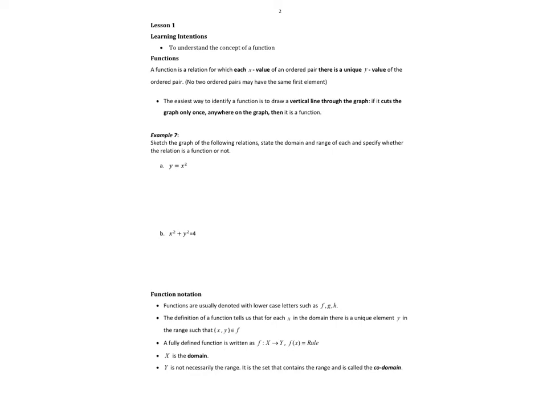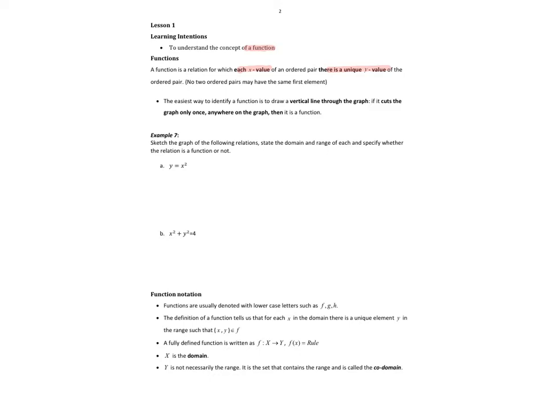Okay, so if you remember from our earlier stuff, we spoke about our domain and our range, and our relation is a set of ordered pairs. Well, now we're going to talk about specific relations, and they're called functions, okay? Now, a function itself is a specific relation where for each x value, there is a unique y value, all right? So in other words, no x value produces two different y values.